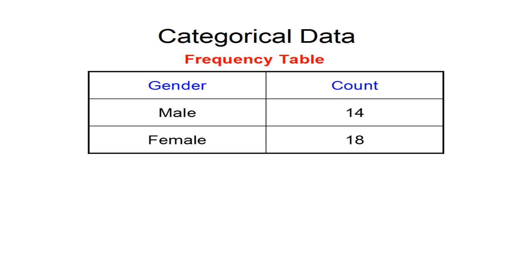Today we're going to talk about categorical data. We're going to organize this data using a frequency table. So a table typically has two columns. In the first column is our variable, in this case gender. So we have male and female. In the second column we have our counts. The 14 represents there are 14 males, and then the 18 is 18 females.